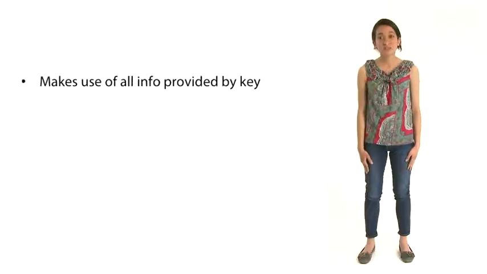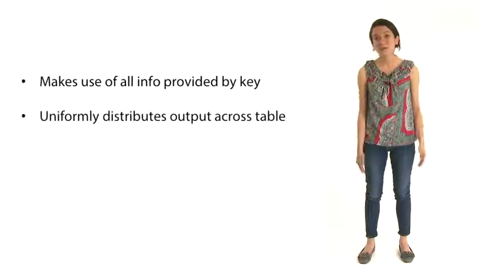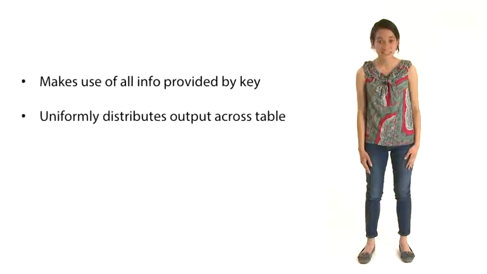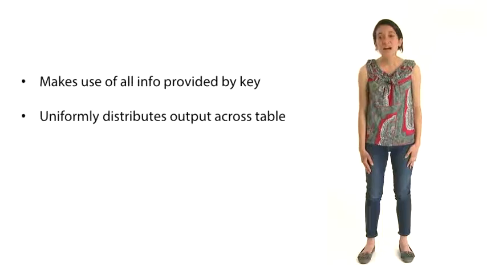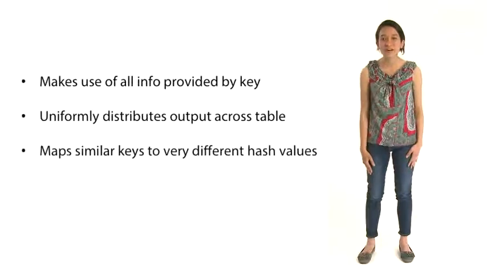Hash values should be spread evenly across the hash table. This will reduce the length of linked lists, should collisions occur. It's also a good sign if your hash function is capable of generating very different hash values for similar keys, making collisions much less likely.